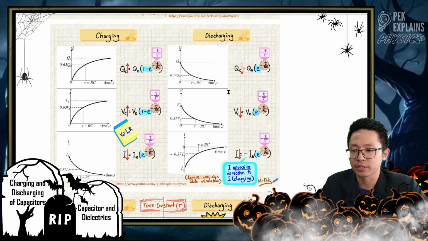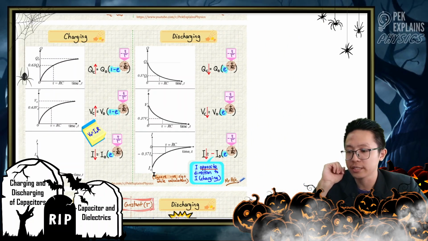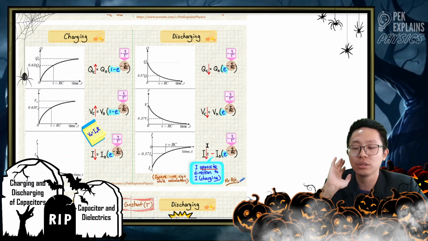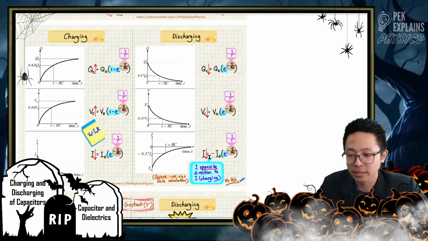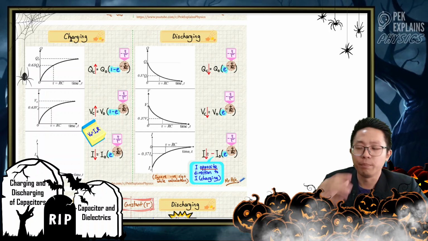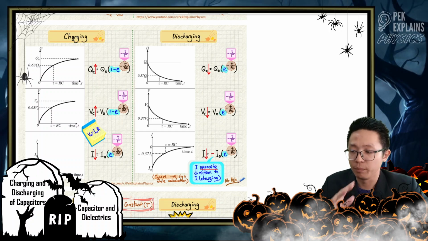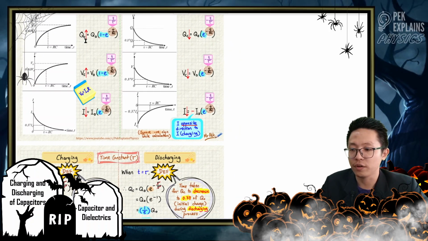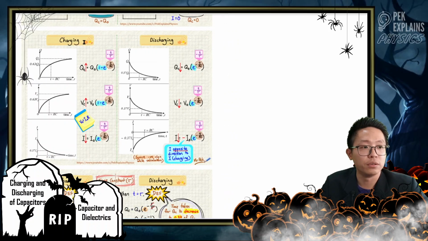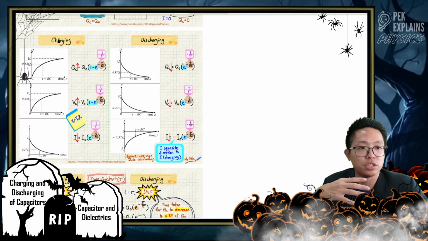That's what happened to the current in the discharging process. For the discharging process, the current also decreases. So for both charging and discharging, you look carefully, for both charging and discharging process, the current decreases.